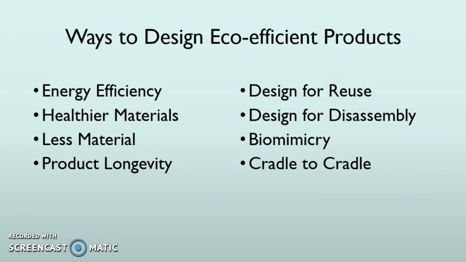So there's a number of approaches to designing an eco-efficient product so we don't keep contributing to this Great Pacific Garbage Patch. Energy efficiency is one option, the most common that we see. There's the health and safety of materials, so we can look at making healthier materials. We can look at using less material in general. We can also look at product longevity, making the product last longer so you don't have to throw it away. You can design a product specifically for being reused, make it easier to take apart.